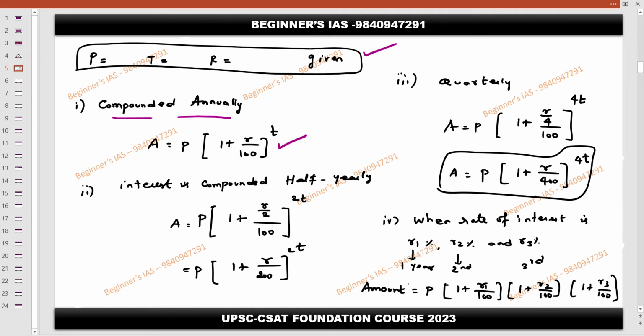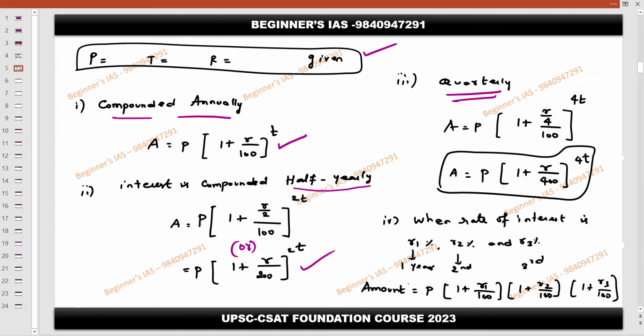Interest compounded half-yearly. Listen carefully. Half-yearly means you can use this one, here 2T for a year, and then R by 2. That R by 2 you can modify as R by 200. You can use this one if the question deals with half-yearly. If the question deals with quarterly, then R by 4, and here the power is 4T. Simple.